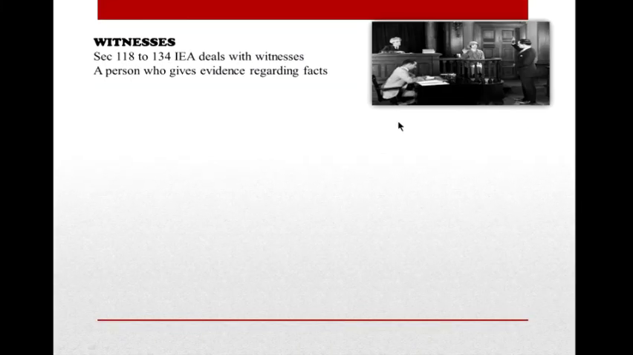Next, coming to the witnesses. Here the persons who put forth the facts of evidence in front of the court are considered witnesses. Sections 118 to 134 of IEA deal with witnesses. Especially Section 118 tells who are to be testified. People who are incompetent, who cannot answer the questions, like extremely old people, too young, or those with disease, cannot be made to testify under Section 118.